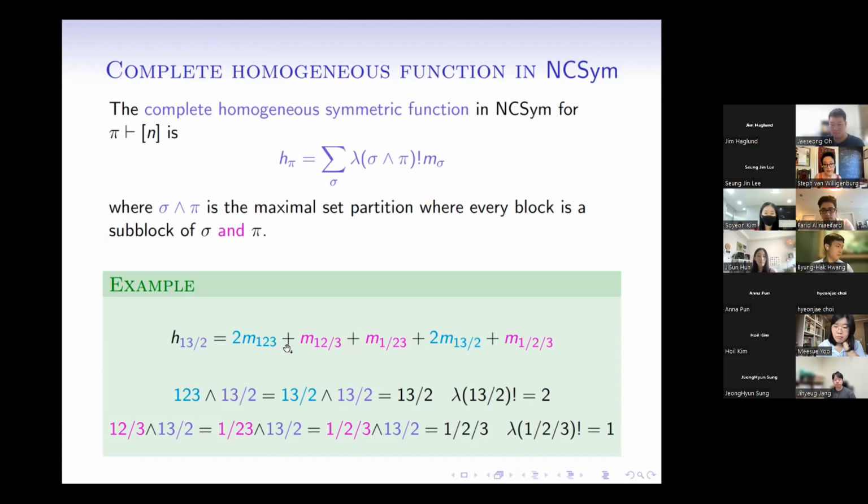And then a similar calculation also holds to give us the coefficients of the remaining monomial symmetric functions.